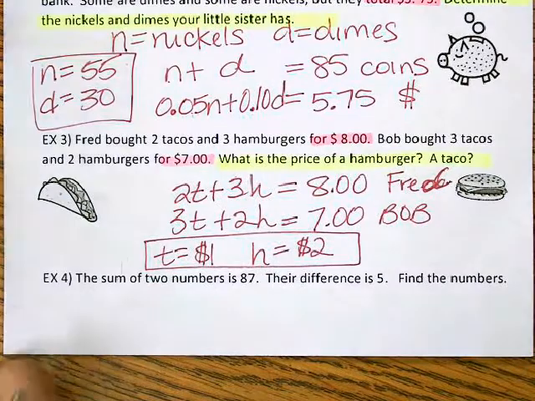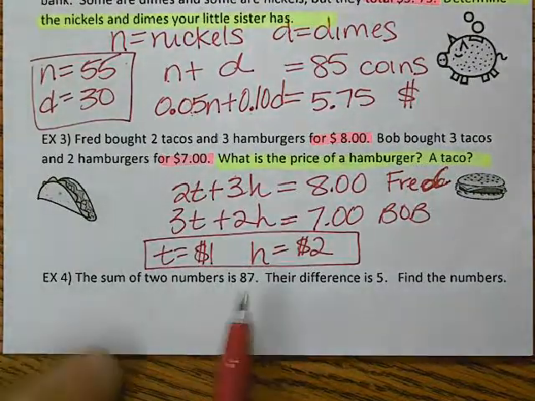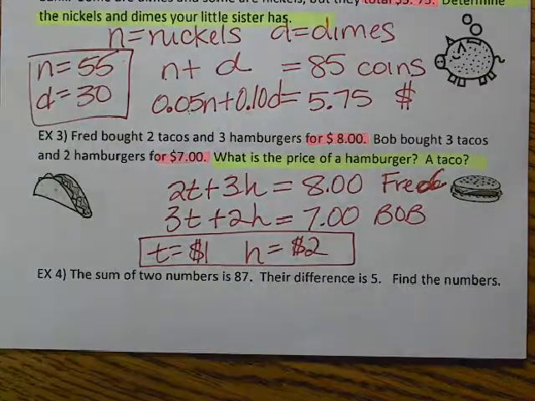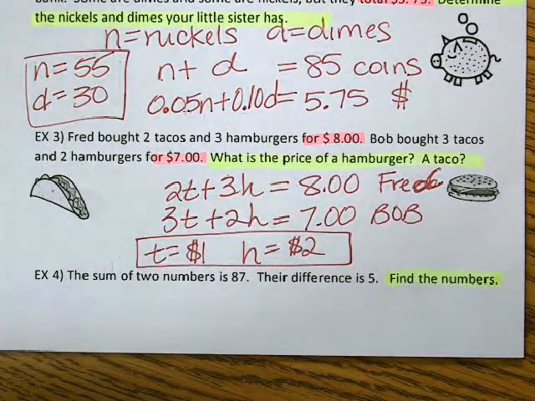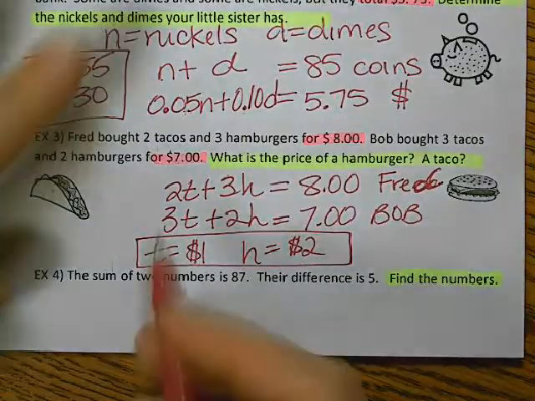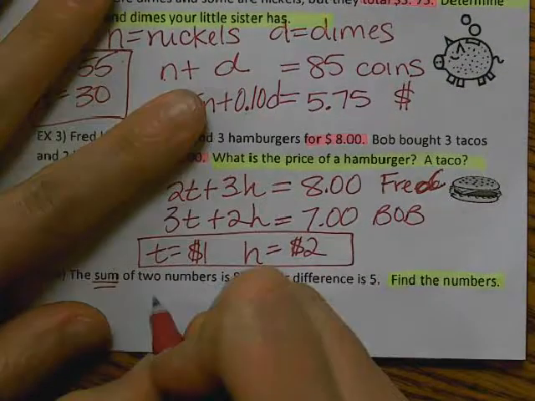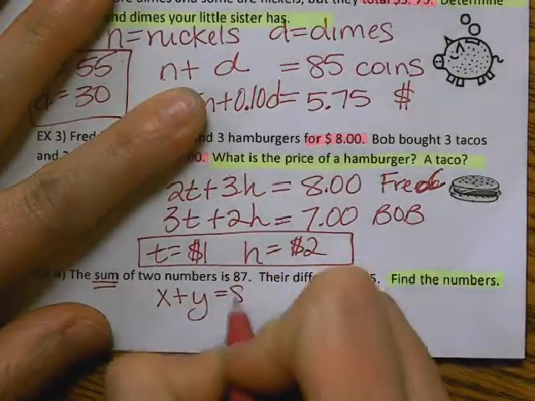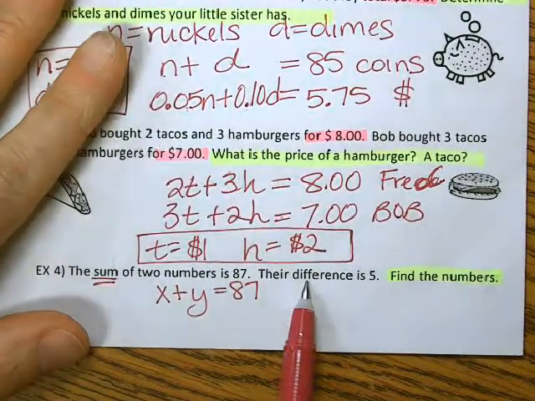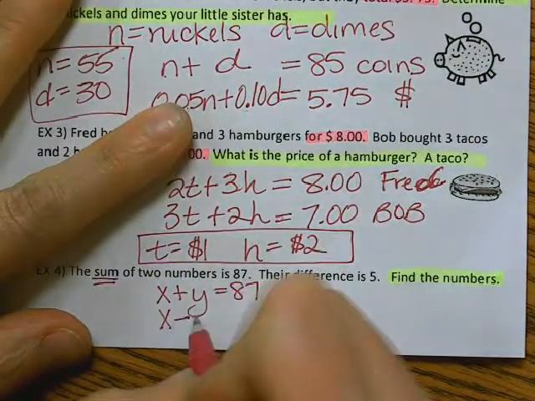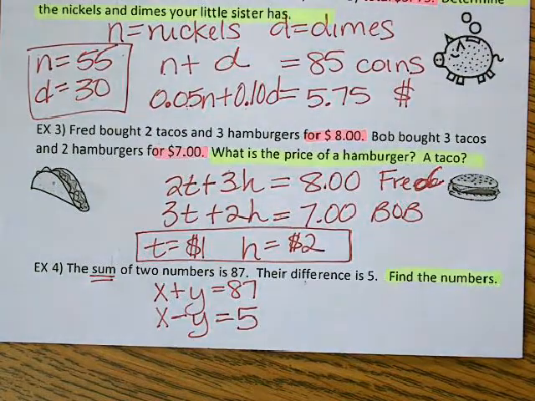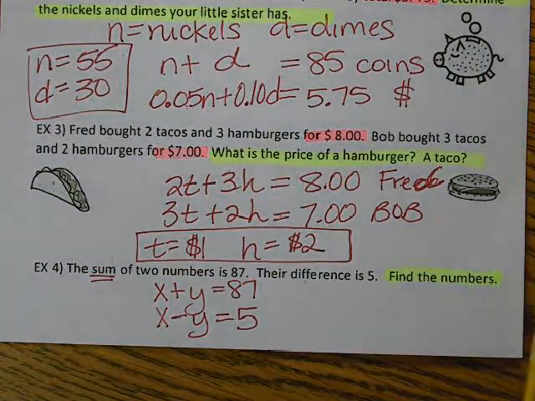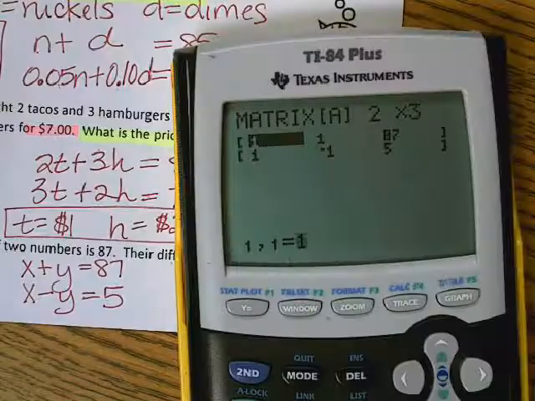Alright, last one. The sum of 2 numbers is 87. The difference is 5. Find the numbers. So the question's asking us to find the 2 numbers. Those are our variables, x and y. Sum means to add. So we say x plus y equals 87. Difference means to subtract. So we say x minus y equals 5. And then we just use our matrix to figure out the answers for those 2 numbers. So go ahead and solve that right now.